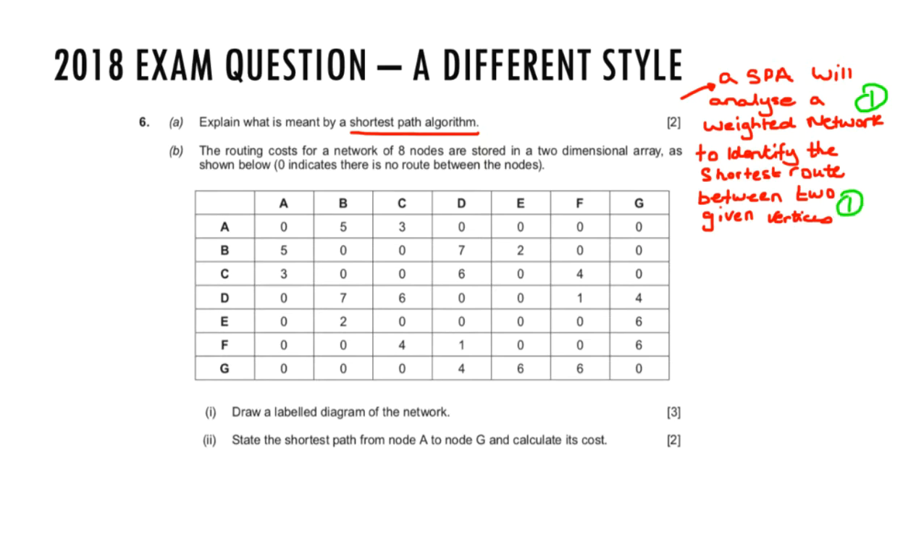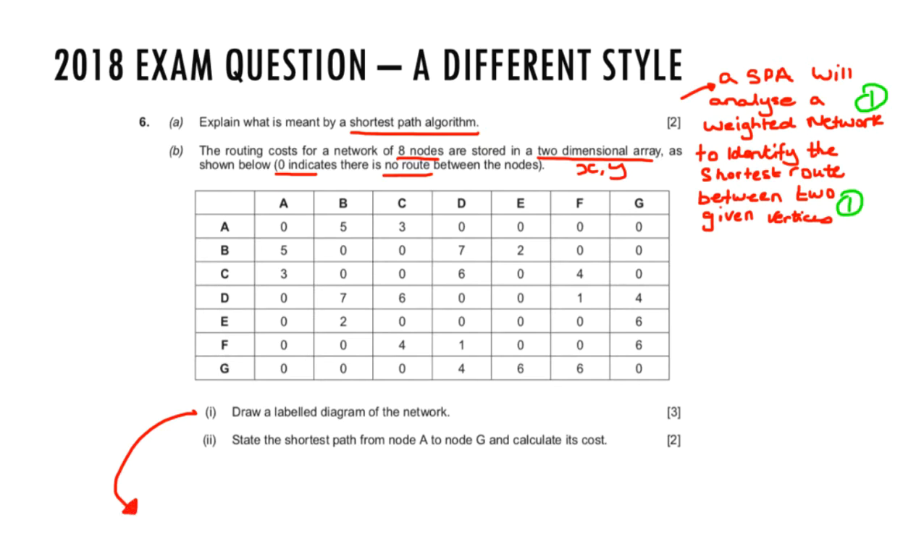The second part of the question: the routing costs for a network of 8 nodes are stored in a 2-dimensional array, as shown below. 0 indicates there is no route between the nodes. So firstly, 8 nodes, a 2-dimensional array over an x and y axis. 0 indicates there is no route between the nodes. So part BI expects you to draw a labelled diagram of the network. Let's have a go at drawing the diagram of the network below this question.